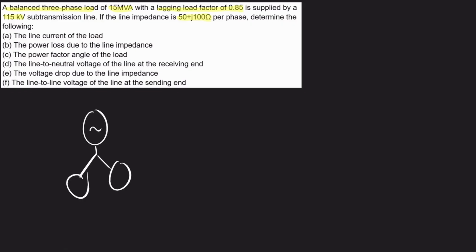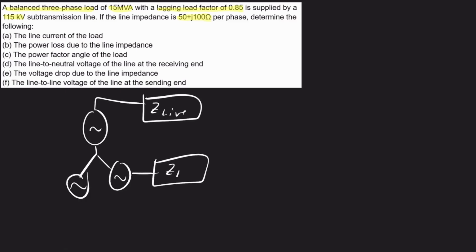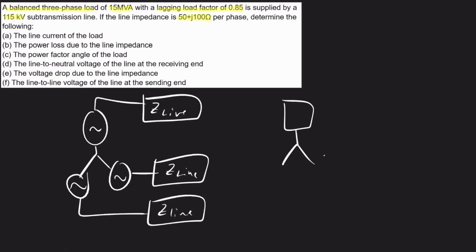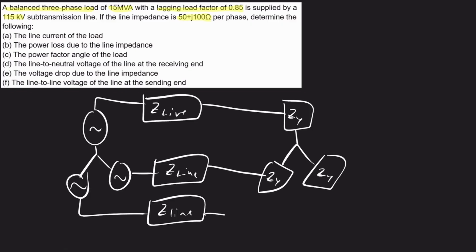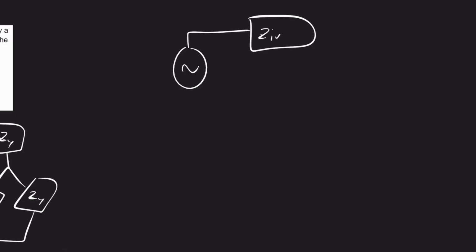I'm going to draw the generator first. So we'll have the three phases of the generator. Each of these will go through the series line impedance, and these will all go to the Y connected load. I'll call each of these ZY. Now, because this is a balanced Y connection, we can look at just one of the phases. So it'll look like this. We'll have the voltage and then two series impedances, Z line and ZY.